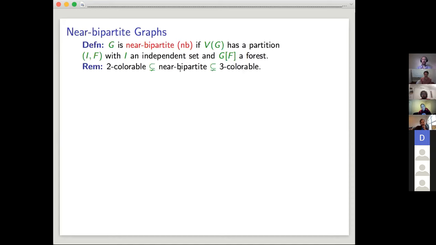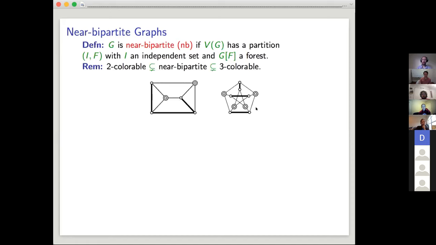If you have something that is near bipartite, so you have one that's an independent set and the other that's a forest, well, that's certainly three colorable because the forest is two colorable. But both of these containments are strict. So we'll see some examples in just a minute. Let me just show you. So here's an example of an IF partition. So this is the prism over K3. And I on my slides today are the circled vertices and F is everything else. So this is a valid IF partition for this graph.